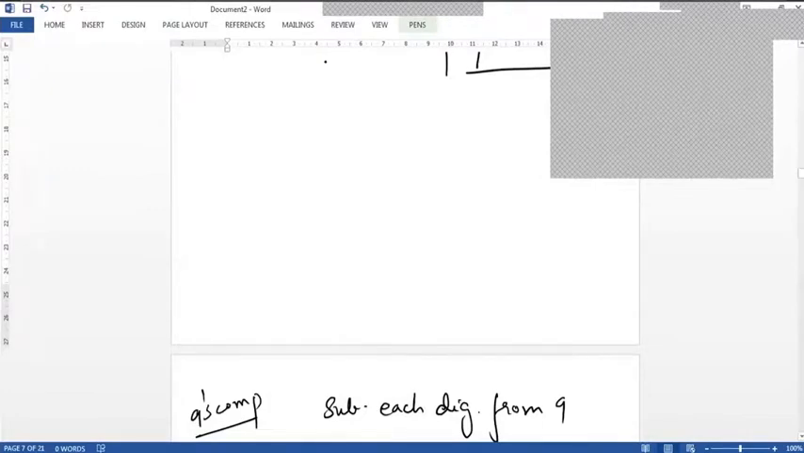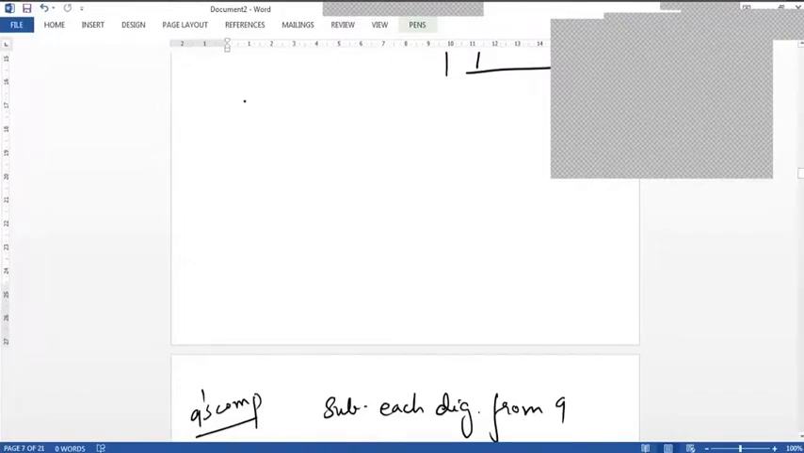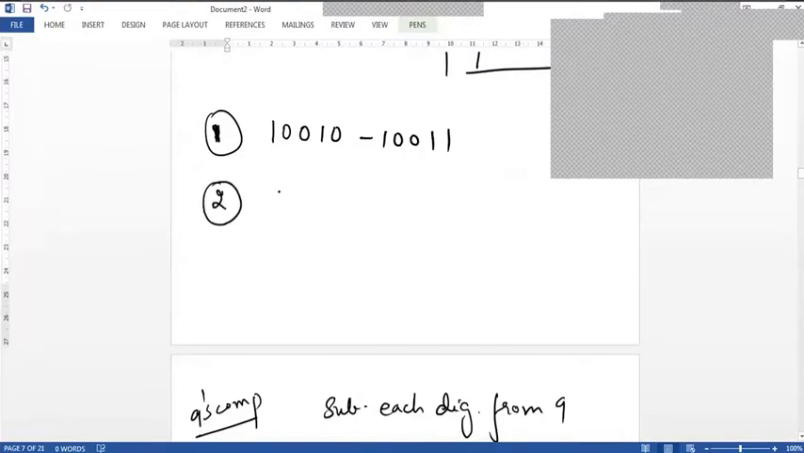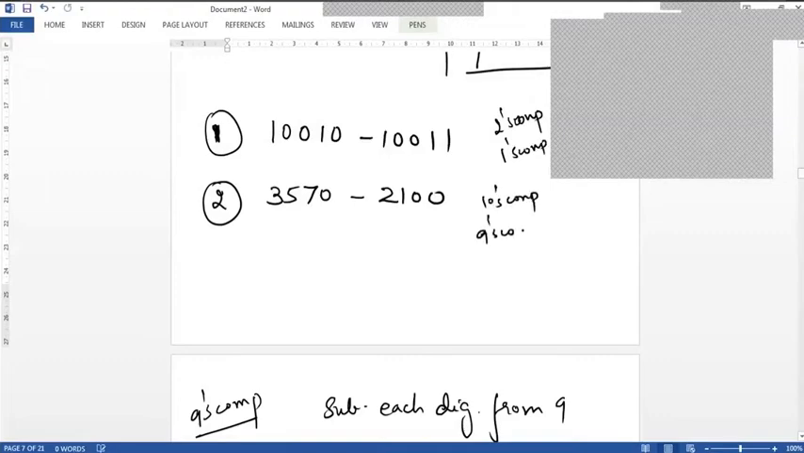चलो, so this was all about complements. One small exercise for you, घर पे कर लेना whenever you get time. Solve this using 2's complement and 1's complement, and solve this using 10's complement and 9's complement. Okay, two sums for you.